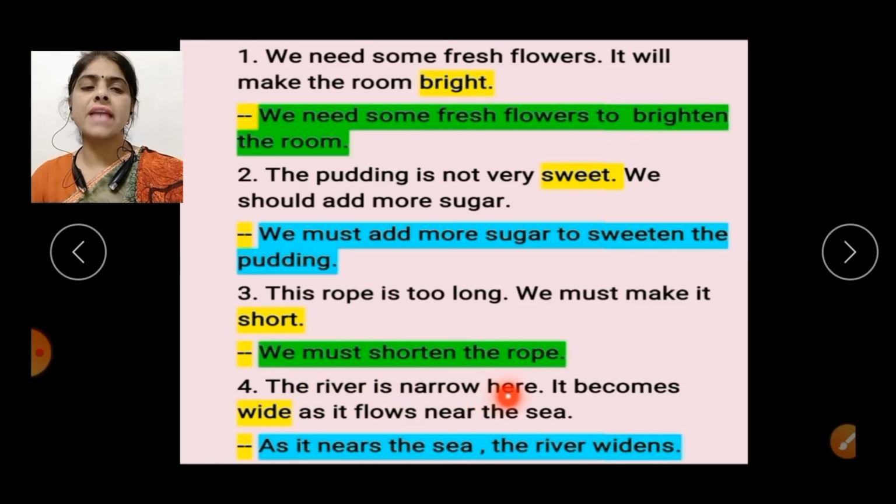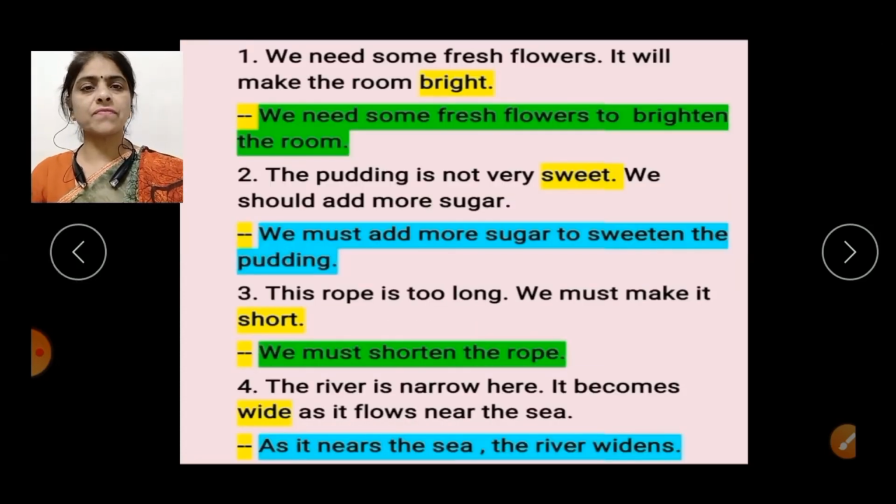The river is narrow here. It becomes wide as it flows near the sea. Here wide is an adjective and after adding en it will become widen. Widen is a verb. So the sentence will be, as it nears the sea, the river widens.